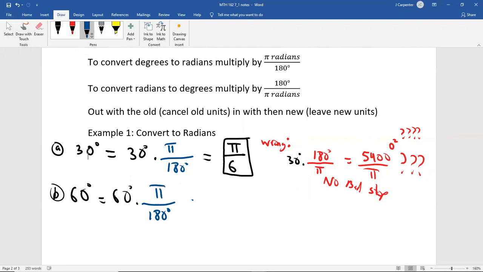60 and 180 reduce. 60 goes into 180 3 times, which means the bottom is now a 3, the 60 is gone. So you could put a 1 here if you wanted, but since the pi is still on the top, you don't need to. So that's the answer, and I meant to do that in black. So 60 degrees is pi over 3 radians.